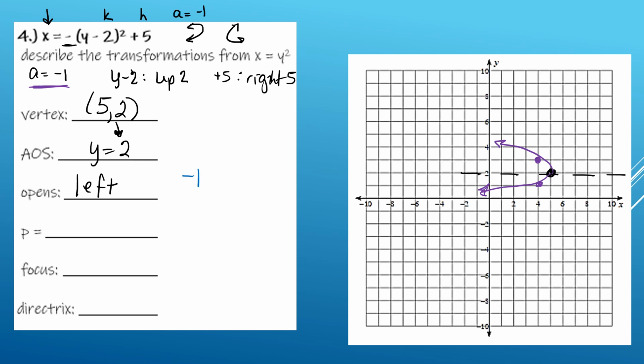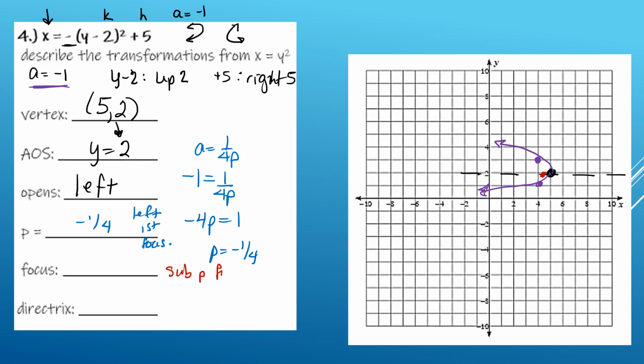A is -1. That will equal 1 over 4p. And when I cross multiply, I get -4p to equal +1. So p will equal -1/4. So I'm going to travel to the left first to get the focus. So my focus is going to be to the left, which means I need, in this case, to subtract p from the h coordinate of your vertex.